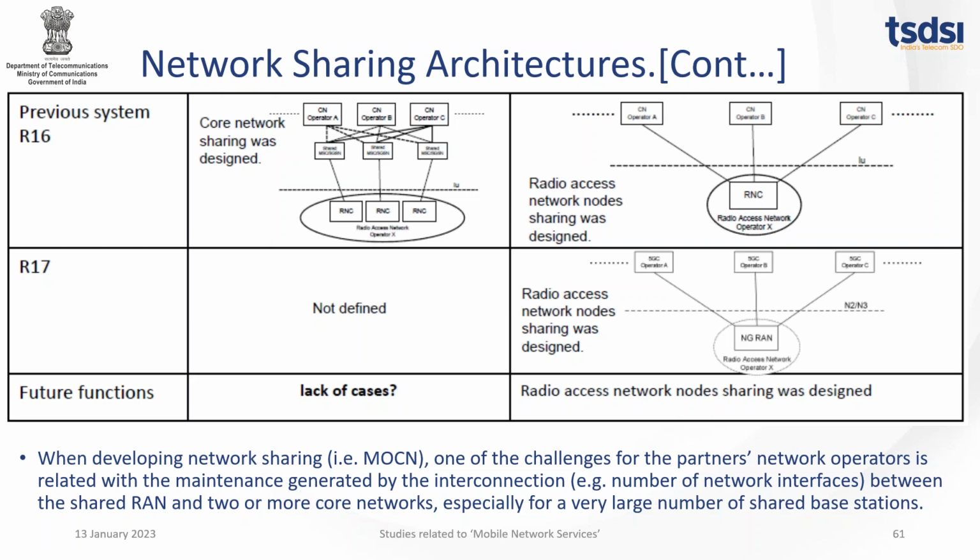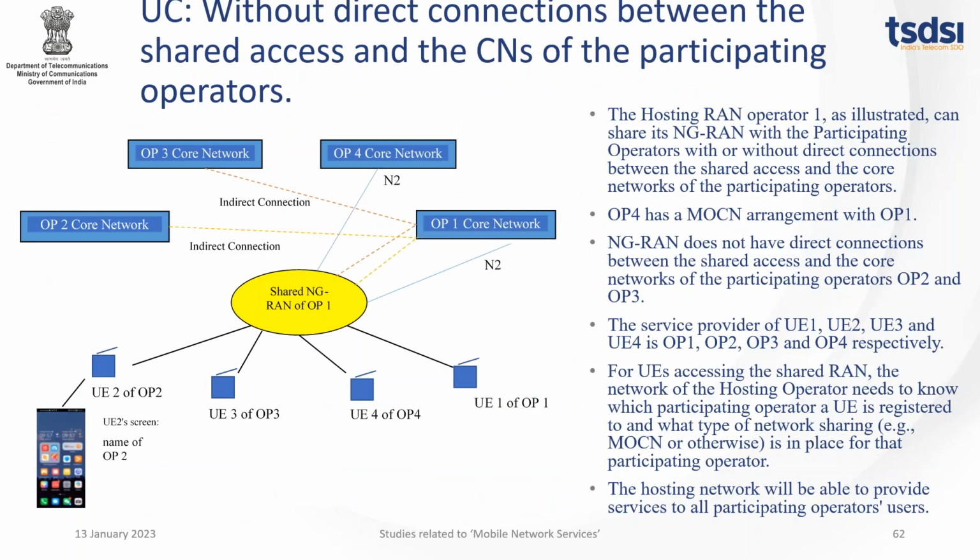Next slide, please. Around 7 use cases have been considered for this network sharing aspect. This is one particular use case where operator 1 is a hosting operator sharing the NG-RAN, and it has its own core network. Operator 4 has a sharing agreement with operator 1, so operator 4 has a direct N2 connectivity. The NG-RAN of operator 1 has direct connectivity from the operator 4 core network as well as the operator 1 core network. So these two appear to be a MOCN configuration.